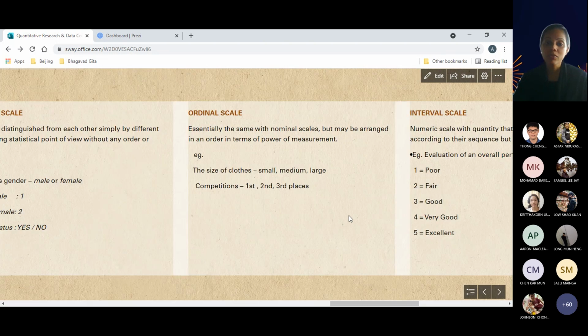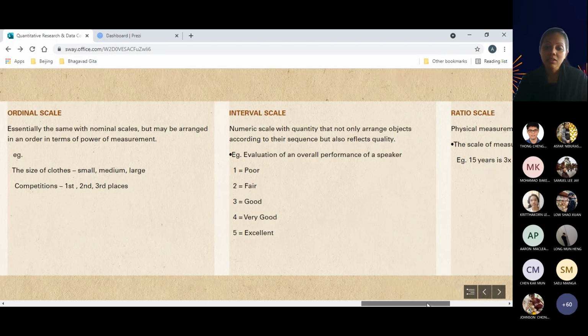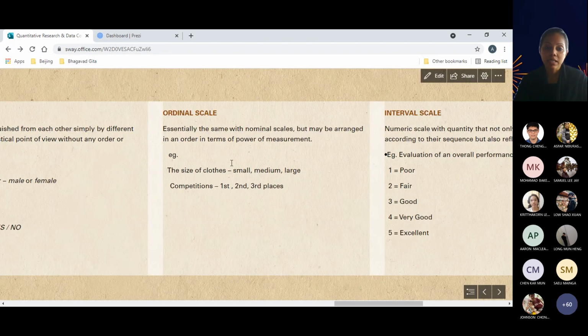Now moving on, we have another scale called ordinal scale. This is ordinal scale. Ordinal scale: small, medium, large. Where do you usually see this? When do you see this?